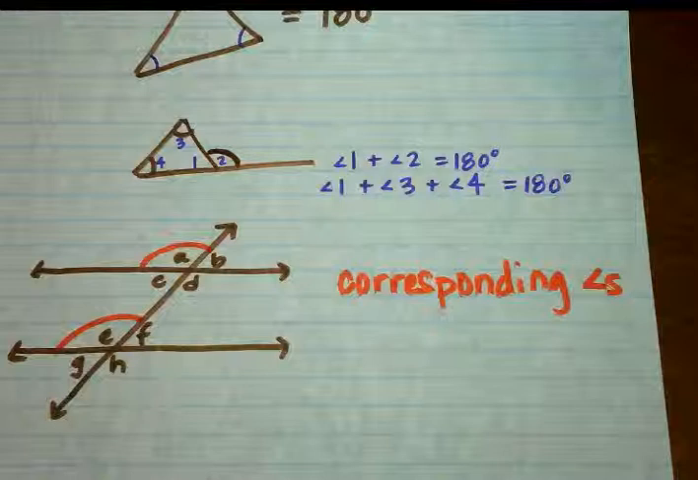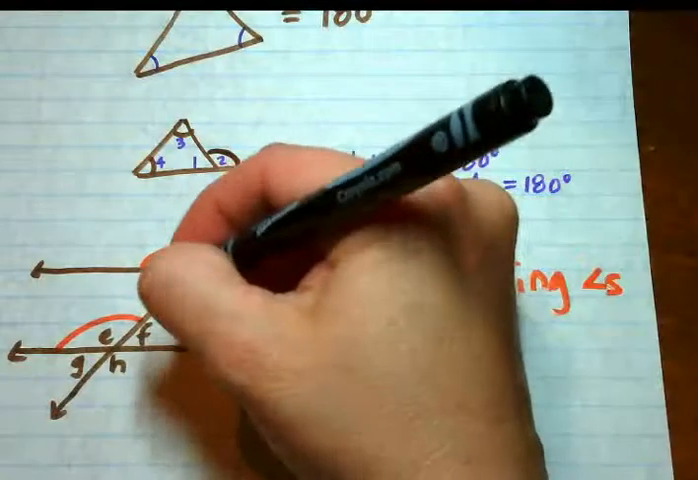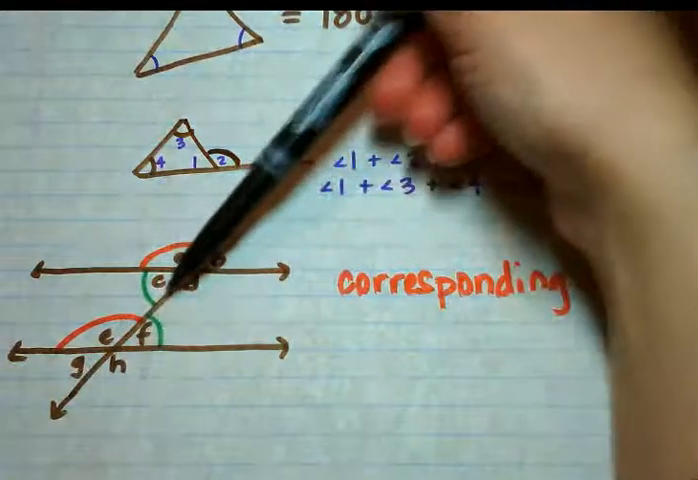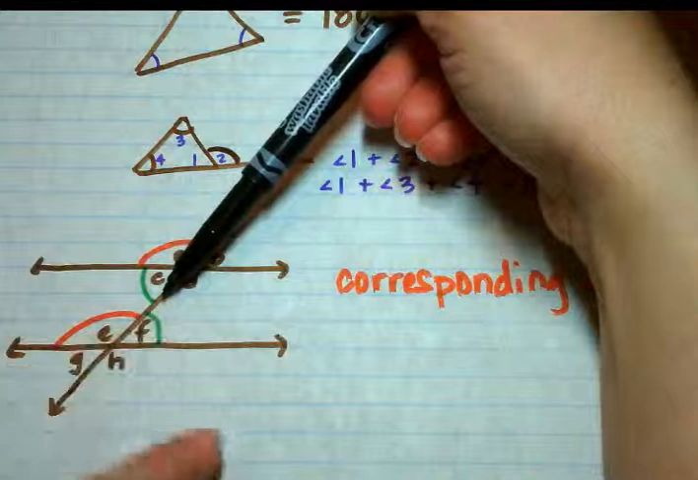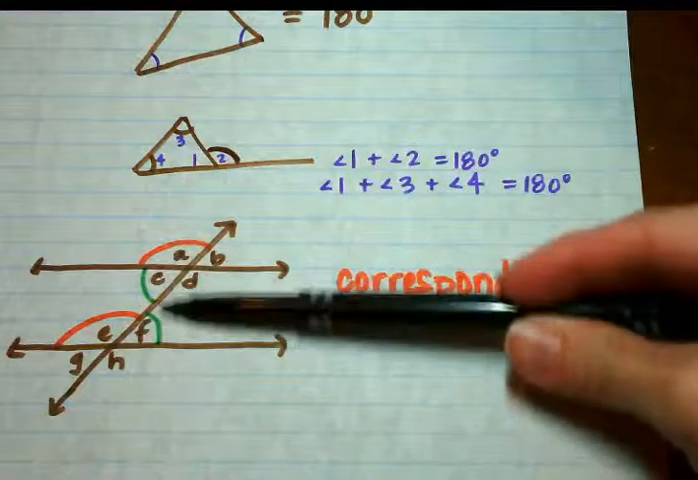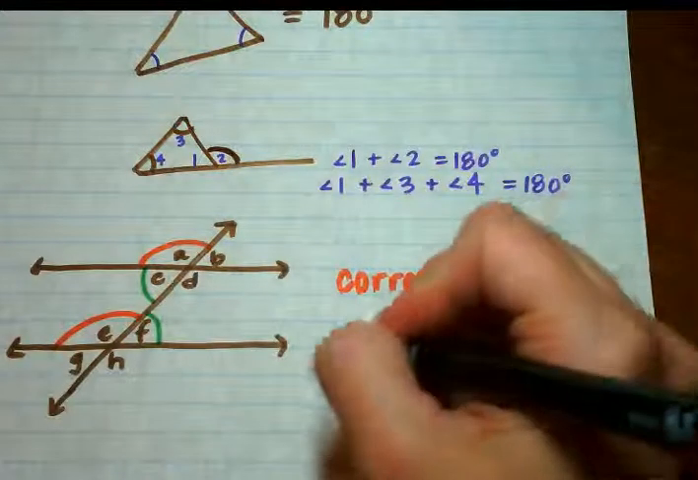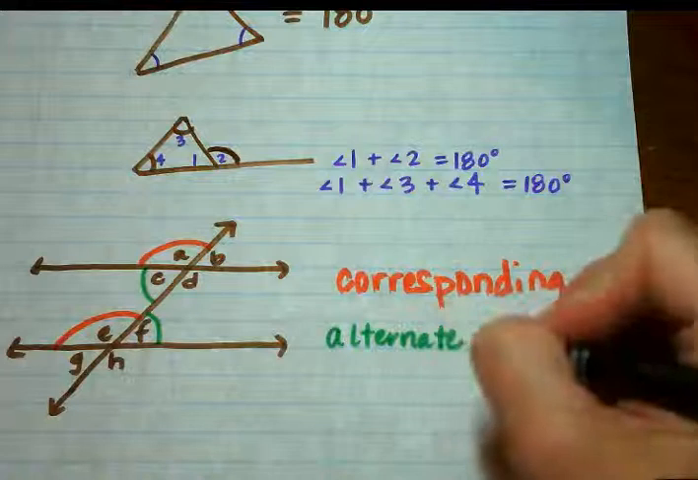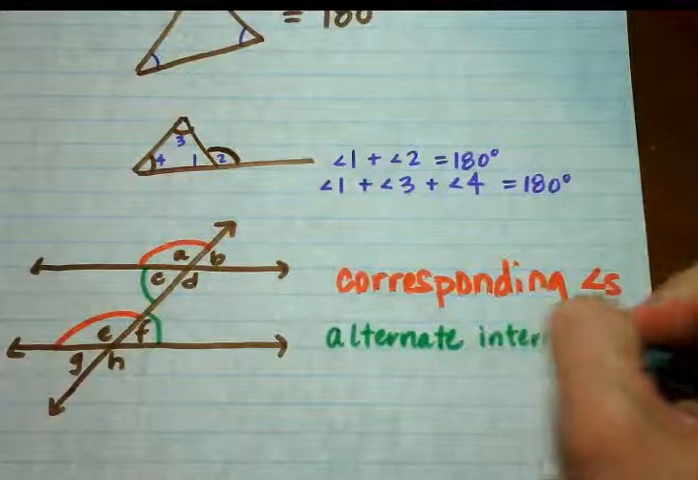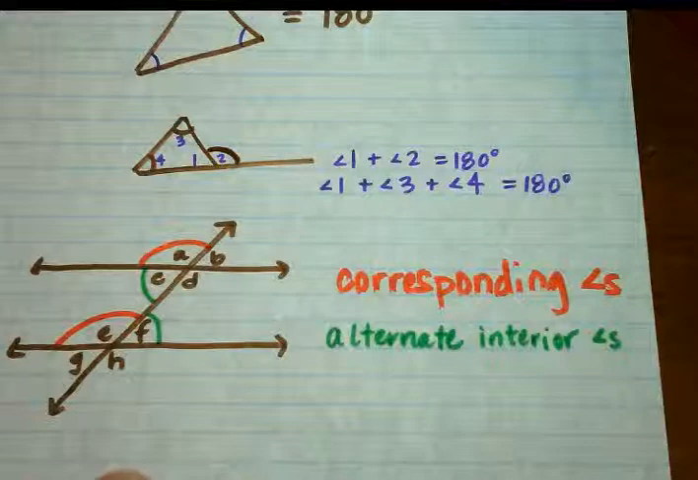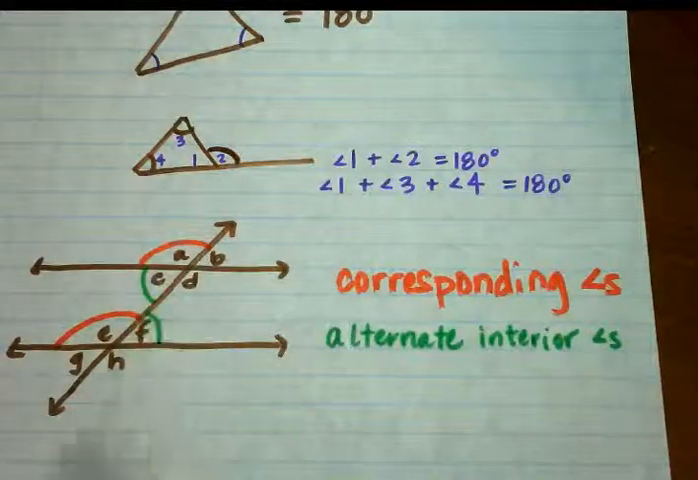Some other ones, alternate interior angles. That's talking about angle C and angle F. And alternate because they're on opposite sides here. So here's this line. C is on the left, F is on the right. So that's where the alternate comes in. Interior because they're inside the parallel lines. So these green ones are alternate interior angles. And the relationship that they have is that they are equal. Congruent means equal. Those are equal angles as well.